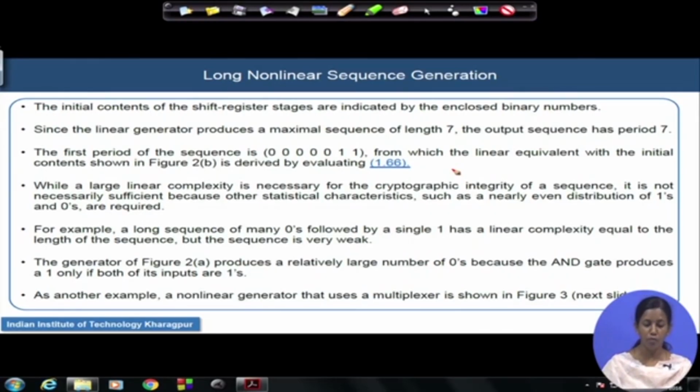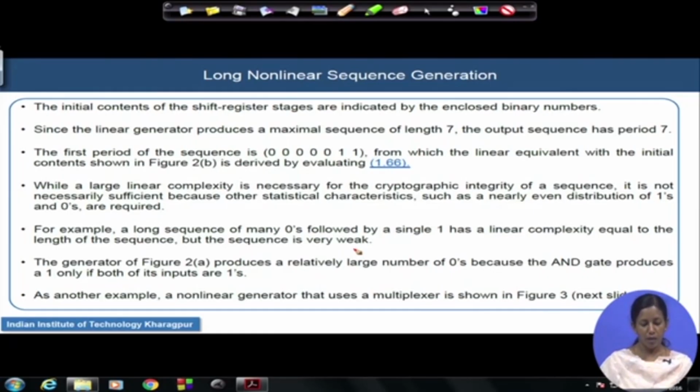For example, the number of ones and the number of zeros that you are generating in that sequence should be very well balanced. Contiguous ones and contiguous zeros should not come either. So, the statistical property of that sequence is also very important when we are talking about linear complexity, otherwise the sequence will be very weak. For example, if a long sequence has a large number of zeros followed by a single one, and then again a long run of zeros, the linear complexity may be very high, but the signal is very weak and can very easily be cracked.